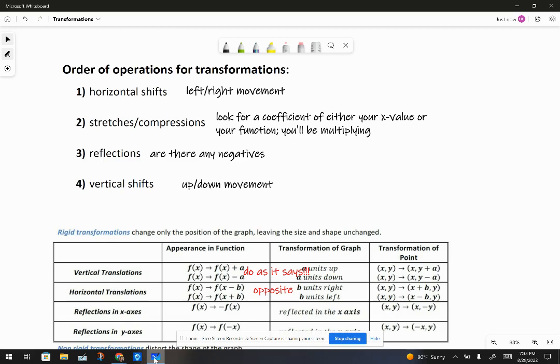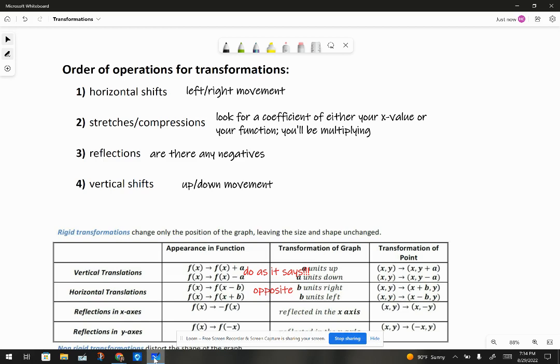So either you are going to be given a parent graph with a transformed graph, and you are going to have to identify what those transformations were, and these are the assortment of transformations you would come up with. Or what's going to happen is I'm going to give you the equation of a transformed graph, and going by that equation, you're going to identify what happened and be able to graph the new graph given the parent graph. So let us start here.